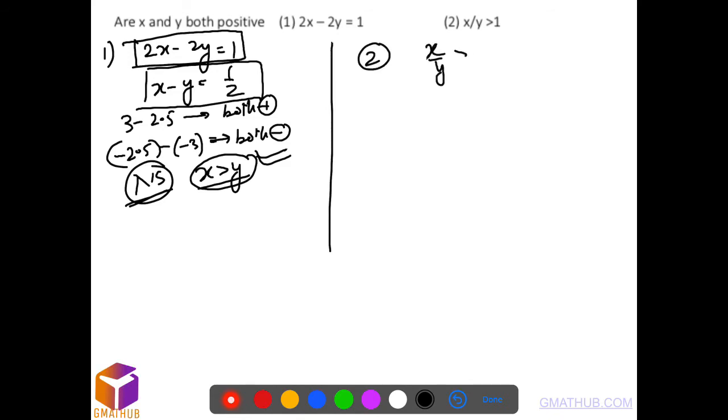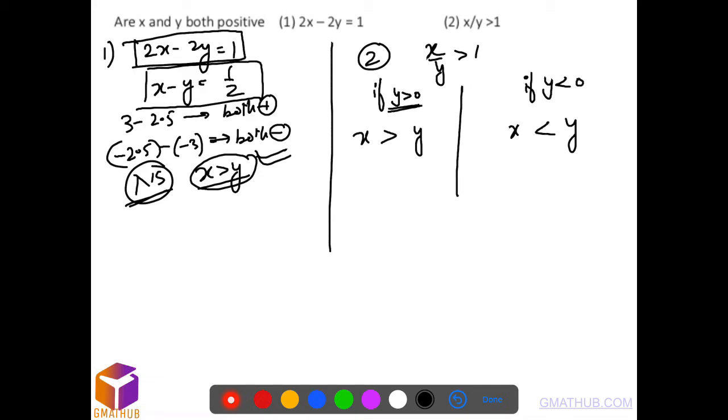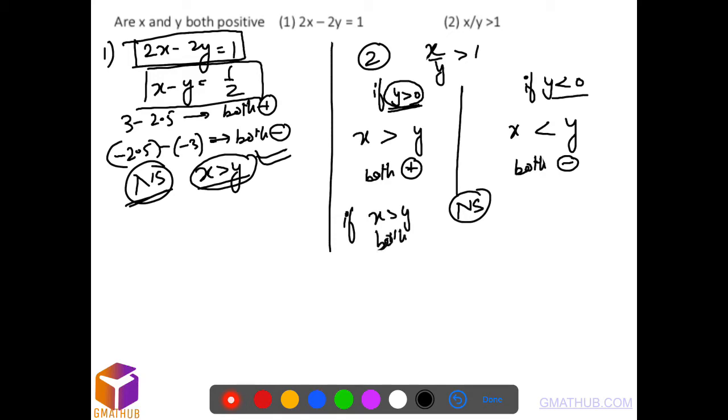Second, x upon y is greater than 1. Multiply both sides by y. Now if we multiply both sides by a positive number, the inequality remains the same. And if we multiply both sides by a negative number, the inequality gets changed. So in this case, y is positive, x is bigger than y, so both positive. In this case, y is negative and x is even less than that, so both negative. Clearly not sufficient. So one thing is clear, if x is greater than y, both will be positive, and if x is less than y, both will be negative, but not sufficient.